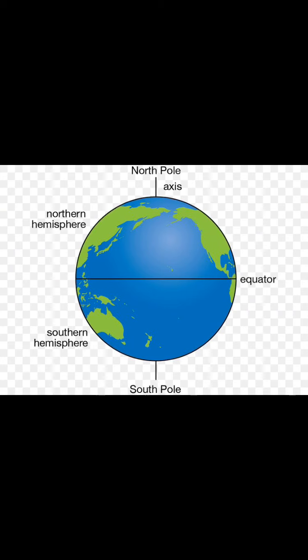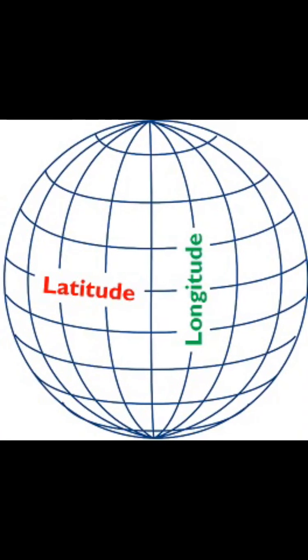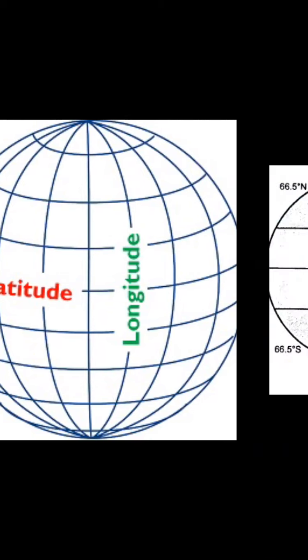Now look at the globe further. You will find the network of horizontal and vertical lines. Do you see, children, the network of horizontal and vertical lines? Yes. These are called latitudes and longitudes. They help us to locate places on the globe. So they are very helpful to locate a specific place on the globe. The lines which run from north pole to south pole are longitudes and the lines which run from west to east are latitudes. Let us study about latitudes.